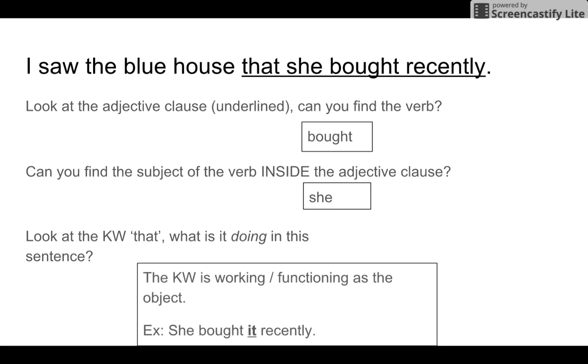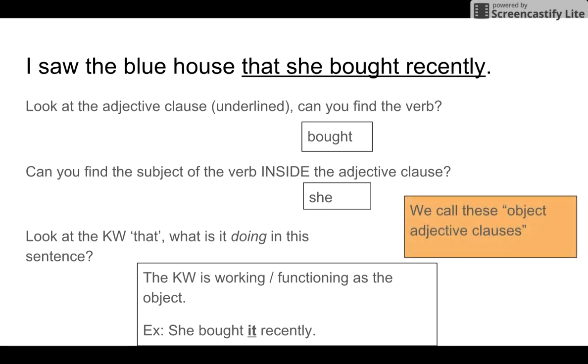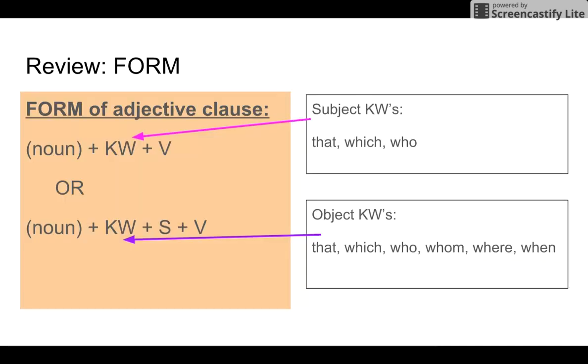In this case, the keyword is working as the object. She bought it recently. What did she buy recently? The house. So we use our keyword, we put it before the subject, but it's working like the object. It's not working like a subject. We call these object-adjective clauses. That takes the second form. That's the noun plus a keyword plus a different subject plus a verb.